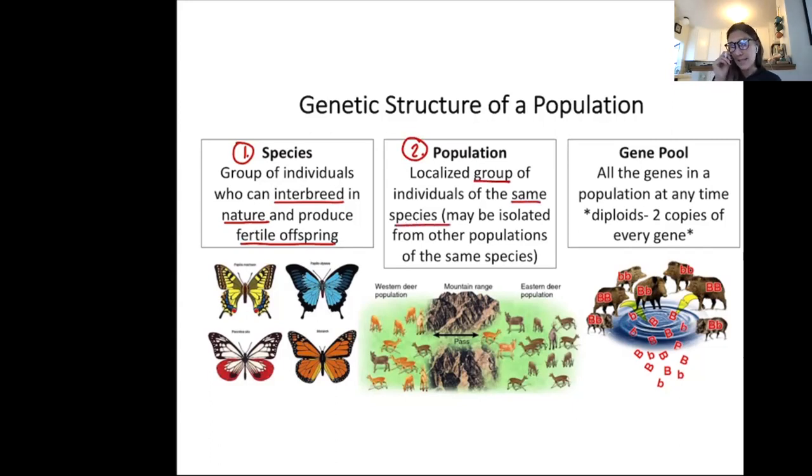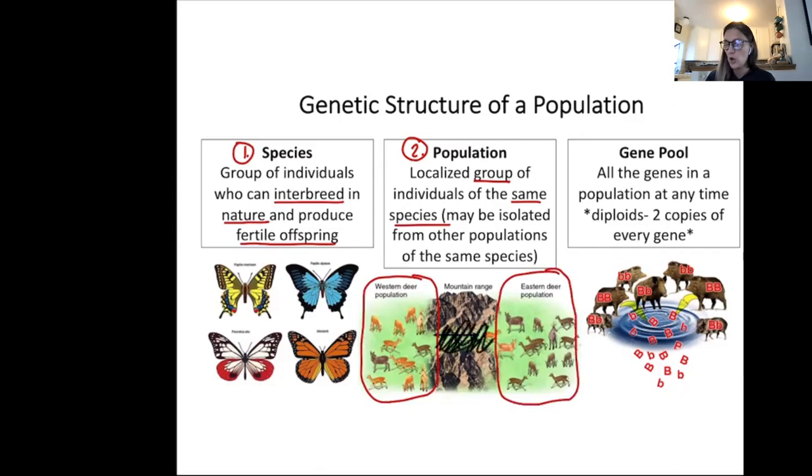These may be isolated from other populations of the same species. So for example, here we have the Western deer population. In here we have the Eastern deer population. If there was no pass, there would be no mixing, and those would be completely 2 different populations. In other chapters, we're going to talk about how interbreeding between those might lead to new species.